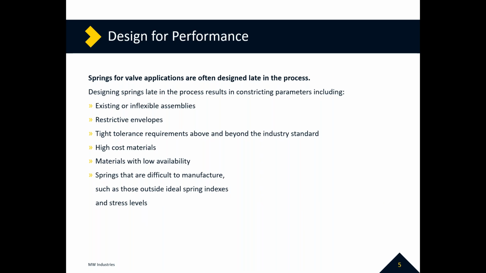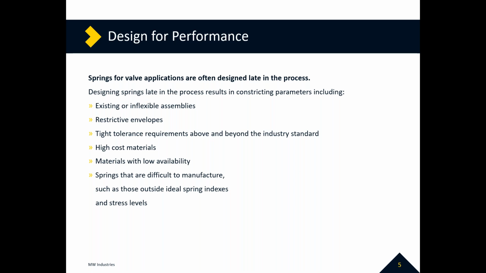So when we talk about design for performance, we're going to cover what constraints customers can see when they go to a supplier late in a design stage. Mainly what we see is a lot of existing assemblies, so drawings we get from a customer, and they've already got tolerances on it.